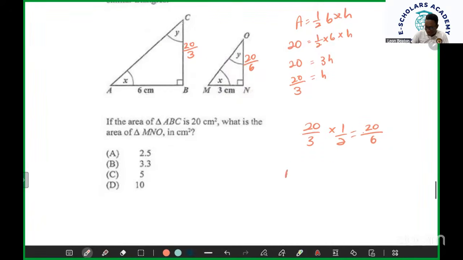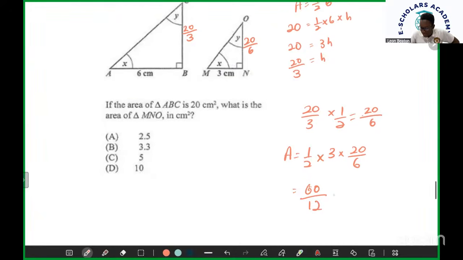All right, so area is equal to half base times height. So it's half times the base, which is 3, times the height, which is 20 over 6. So let's multiply everything at the top. 1 times 3 is 3, 3 times 20 is 60, over 2 times 6 is 12. 12 divided into 60: 12 times 5 is 60. So the answer here is 5, which is C.